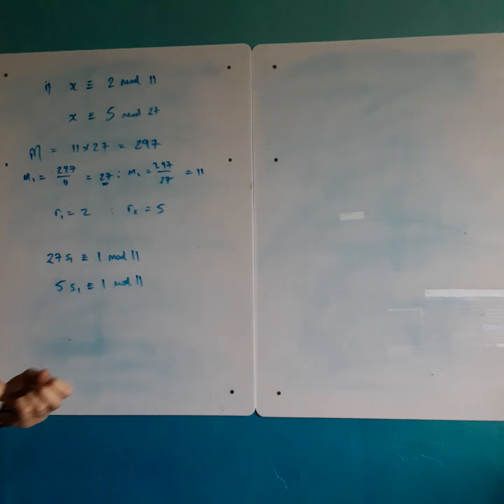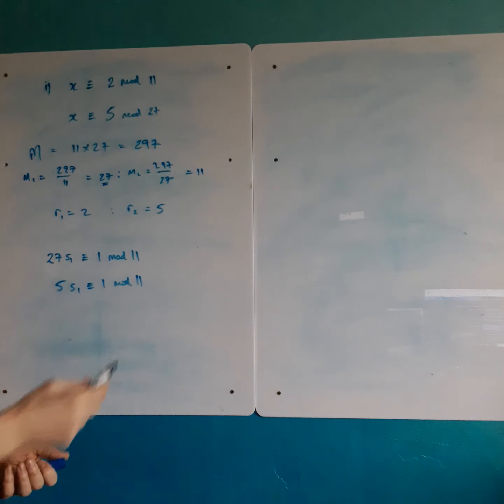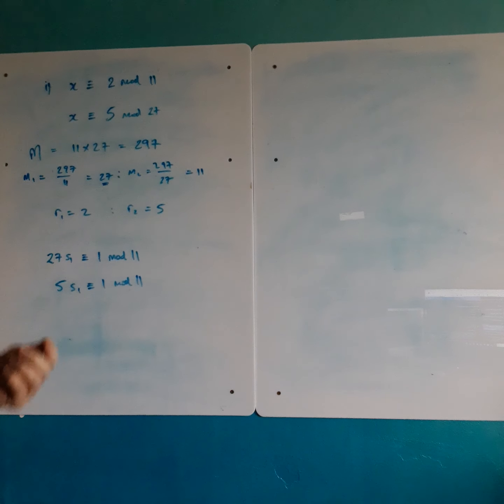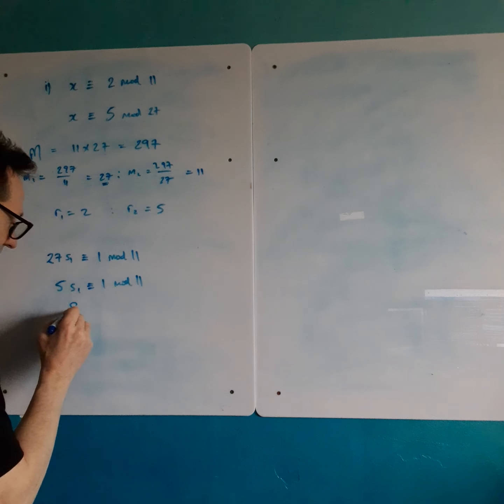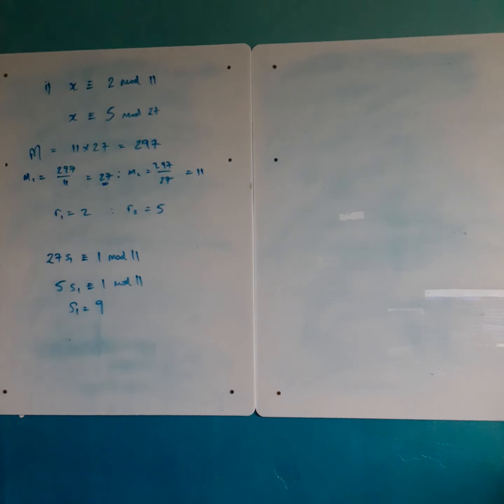So the answer is somewhere between 1 and 10. It's never 1, so it's between 2 and 10. I need a number that I can multiply by 5, and when I divide by 11, I get a remainder of 1. So 5 times something is either 12, or 23, or 34, or 45. Obviously 45 would be good. 5 nines would be 45, and 11 goes into 44. So S1 is 9. That's the doing-it-in-your-head method.